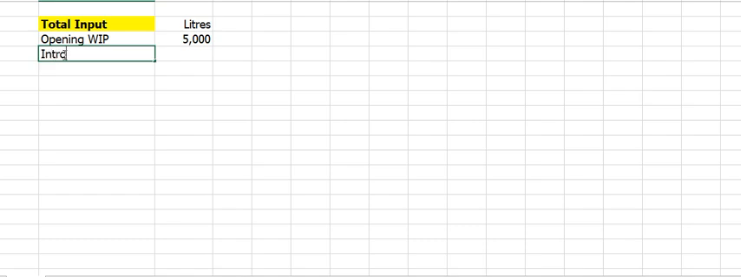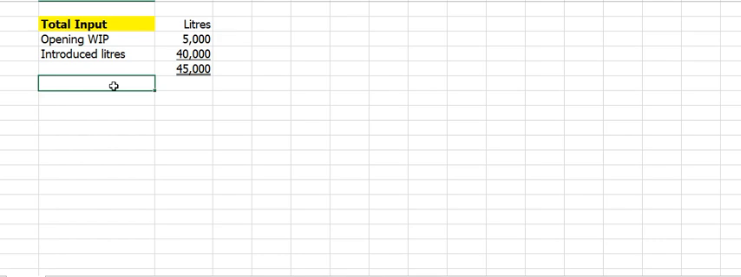Of course, we have introduced liters. Those liters that we introduced to process 2 are 40,000 liters. So when I add the opening WIP and the units that were introduced, we have a total of 45,000 liters. Of course, I'll get our normal loss, which has been provided for at 4% of the total input. That gives us 1,800 liters. That is normal loss.